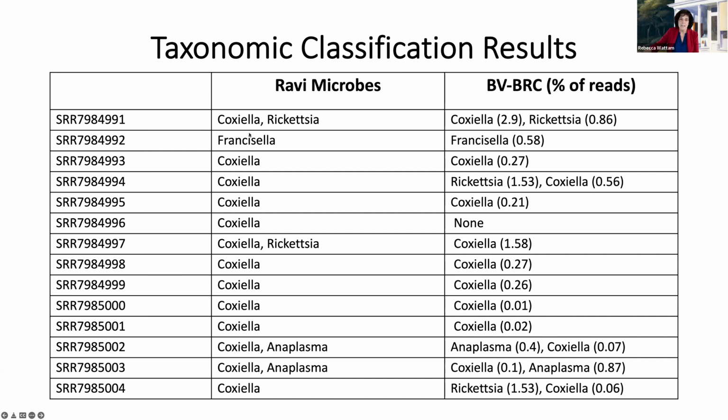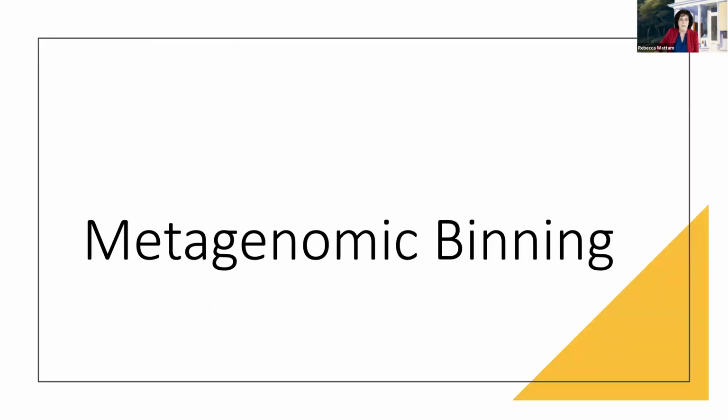So we always got what they got, except in the single instance for this SRR number that ended in 9.6, they were able to draw out Coxiella. We didn't see that. And in some places, we were able to see things like an additional Rickettsia that they did not see there. So I think all in all, it worked out pretty well.